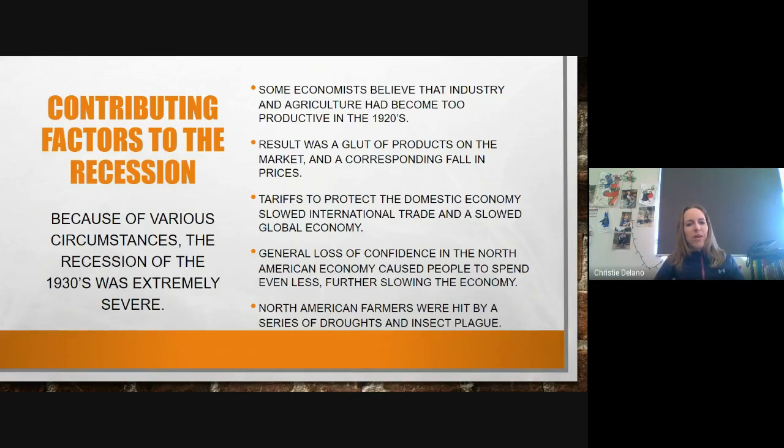And we're starting to see that right now in Canada and in North America and around the world with our COVID-19 crisis. North American farmers, as I mentioned, they get hit by droughts and an insect plague. So the crops are suffering as well.